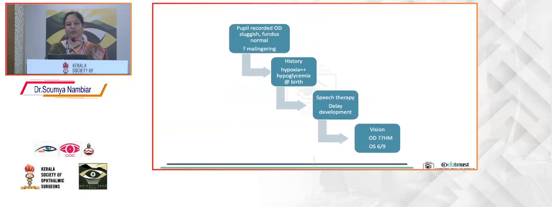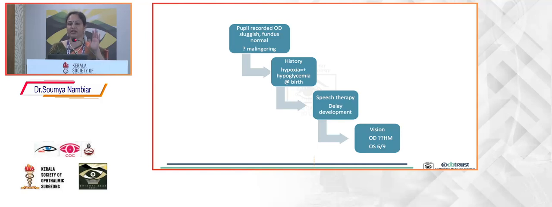Okay, so pupil recorded in the OPD was sluggish and fundus was normal. They suspected malingering. Okay, and when they came to the squint clinic, I took the history again. History of hypoxia, hypoglycemia is present at birth. There is a speech therapy issue. There is delayed development. So in my mind, I was thinking about CVI features and all that. Okay, vision, but why sudden vision loss?